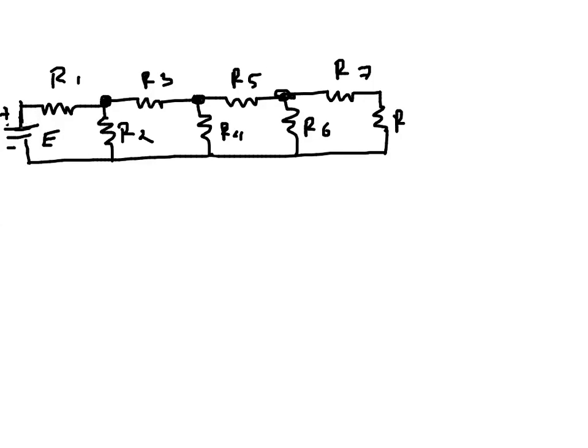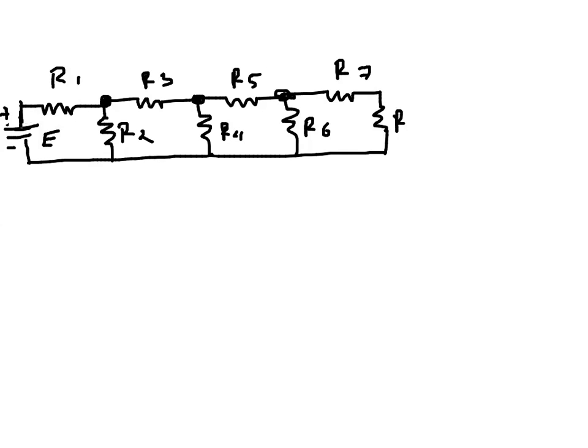So if we look at this circuit, there are 4 independent loops in this circuit. So if we want to solve it using the loop current or mesh current method, we will end up having 4 simultaneous equations with 4 unknowns, and solving that is not easy manually.